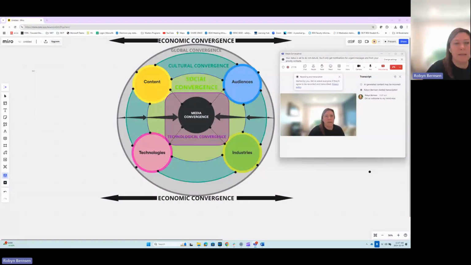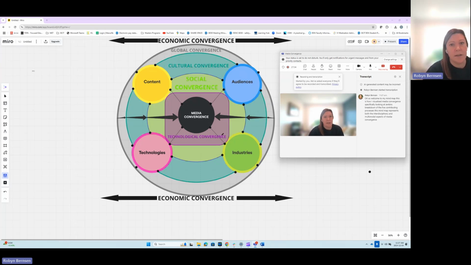Okay, so welcome to my mind map. This is how I visualized media convergence, specifically looking at Jenkins' breakdown of the five contributing processes. This mind map represents both the interdisciplinary and multimodal aspects of media convergence.